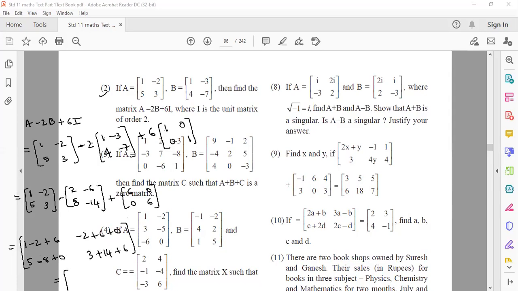So your answer became [7, -2; 5, 6]... [-2, 4; 5-8, -3, 23]. Yes, let me see who has given the answer correct. Yes, Baivo Mishra has given the answer correct.